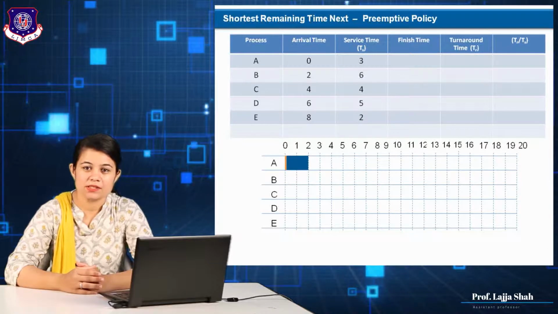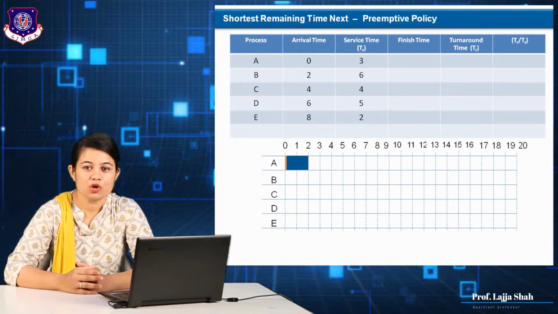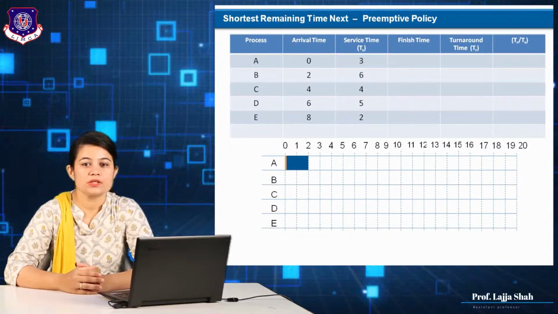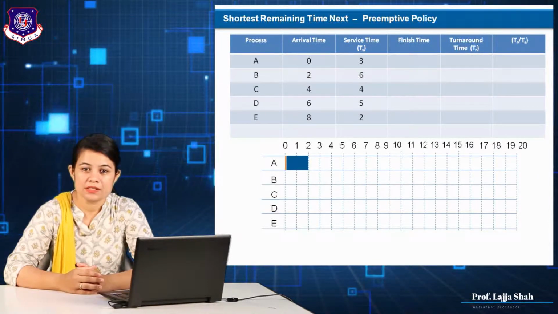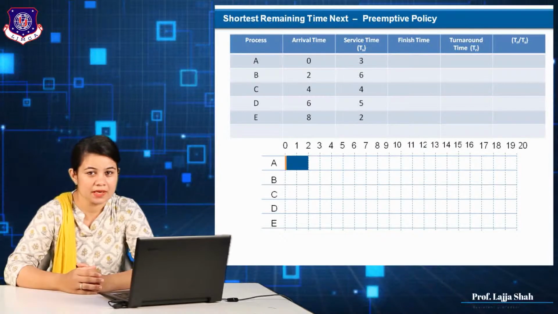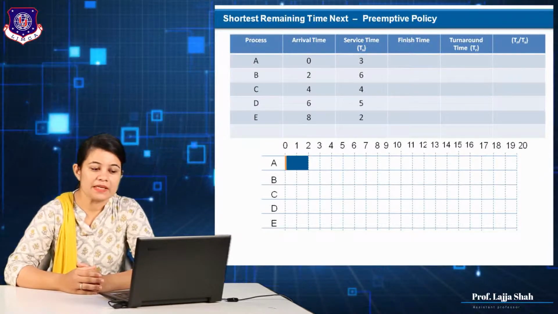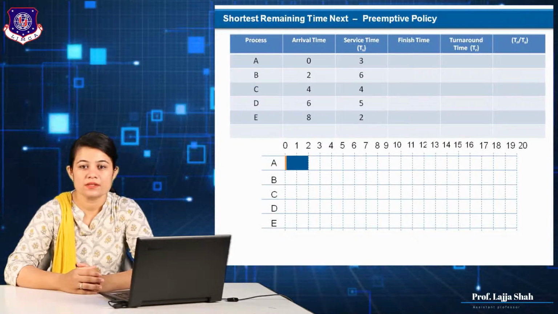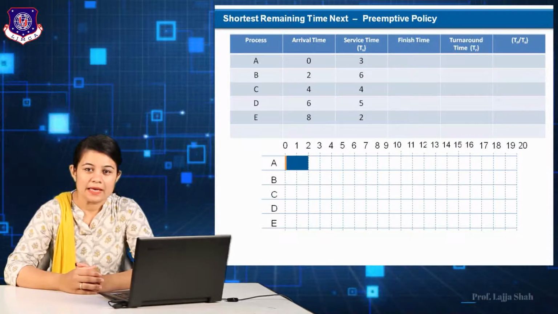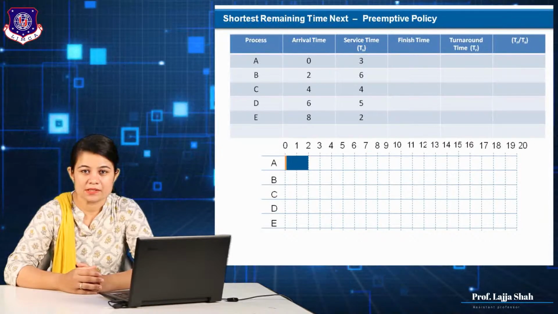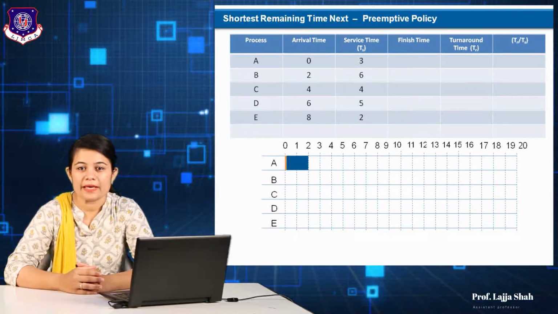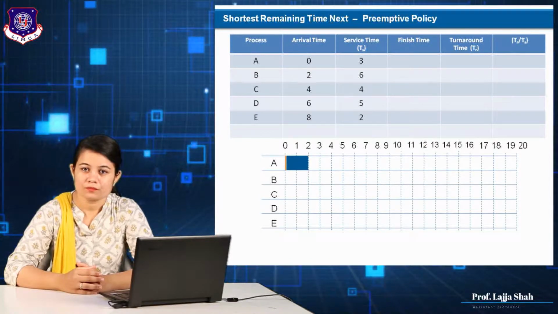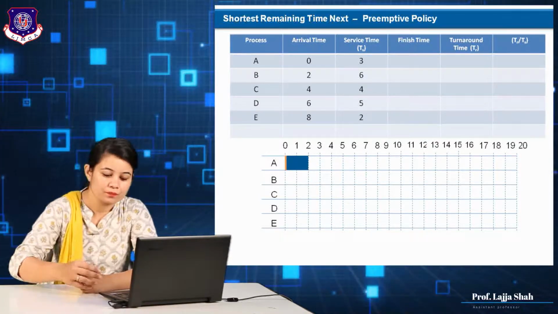Process B has just arrived. It has not started its execution yet, so its total service time will be considered as its remaining time. So A's remaining time is 1 second and B's remaining time is 6 seconds. A has the shorter remaining time. So among A and B, A will continue its execution and B will wait.